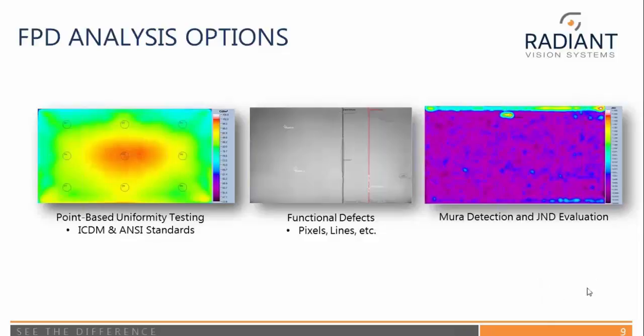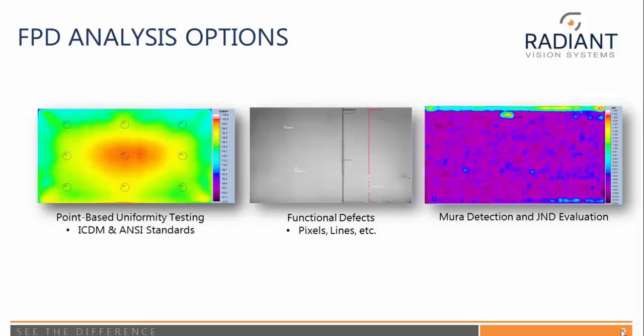Okay, so there are some analysis options that we have, various actually. We have some point-based uniformity testing. Some of you may be familiar with taking luminance or chromaticity measurements, say with a spectrometer or spot meter. And there are many standards, ICDM and ANSI, just to name a couple, for measuring uniformity at 9, 13, or different numbers of points. And so we have a lot of these pre-programmed into the system.